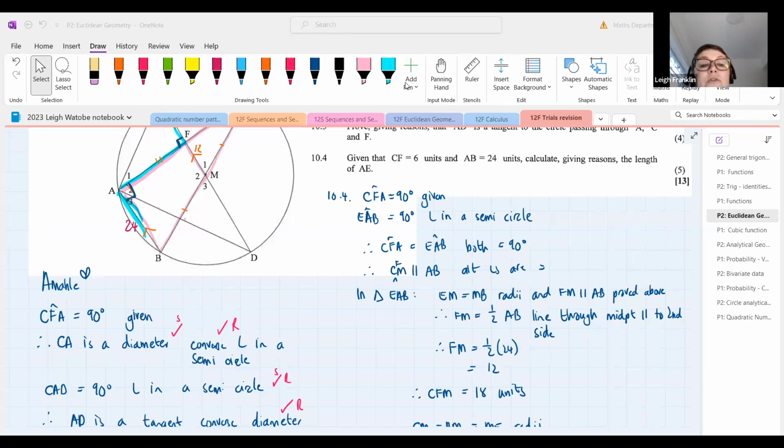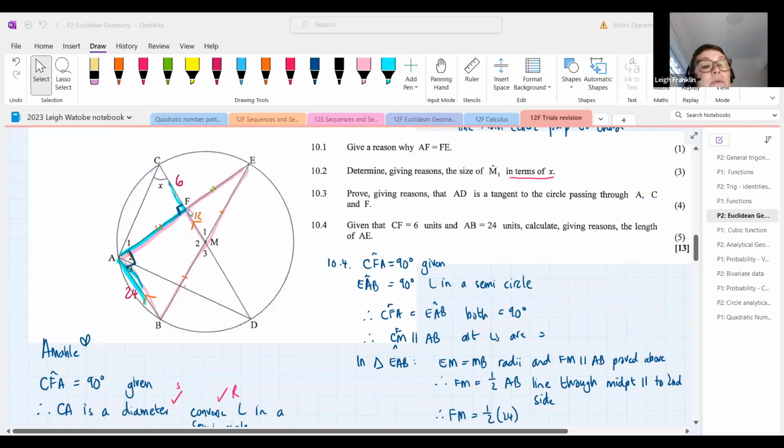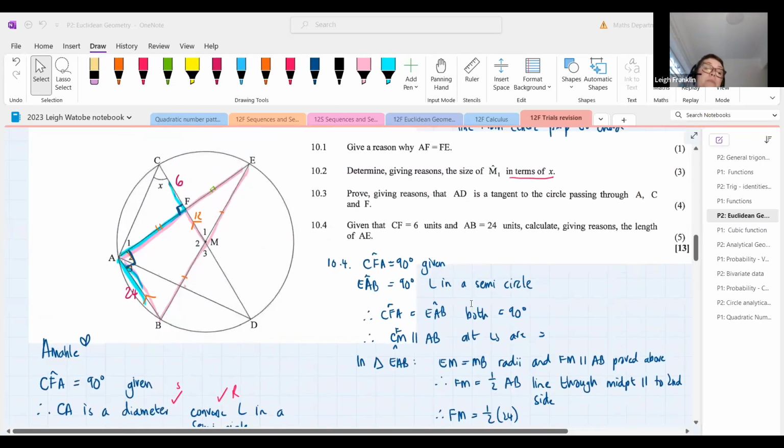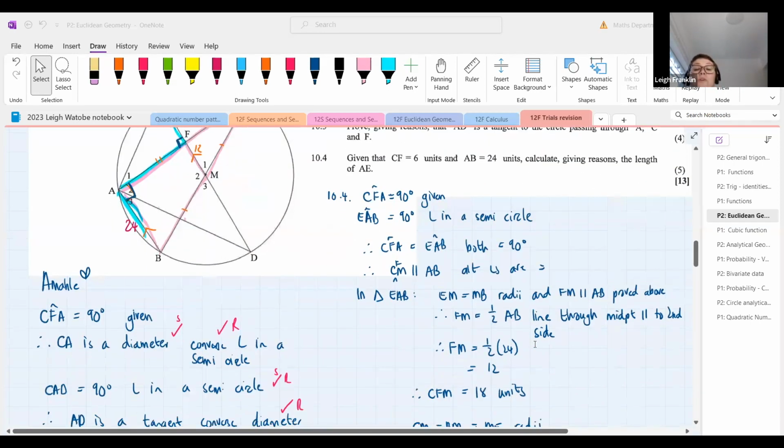Let's see, Nhlanhla, so you said EFD equals CFA, vertically opposite, therefore corresponding angles. Yeah, you could do that too. Yeah, absolutely. And of course, this bit where they've said line through midpoint parallel to second side, we can also use the midpoint theorem here too if we wanted.